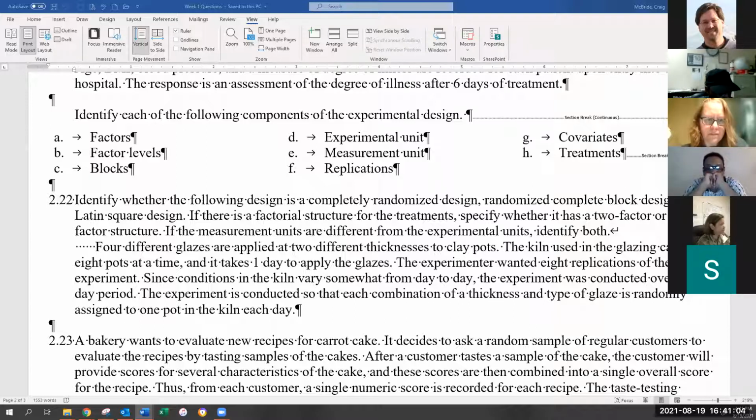Whether or not you understand that a hospital is a block and the factor levels are D1, D2, and a placebo, who cares? Granted, you want to get the right answer so you can get your score on your homework. But in the grander scheme of things, none of this matters. You can always look it up, really.